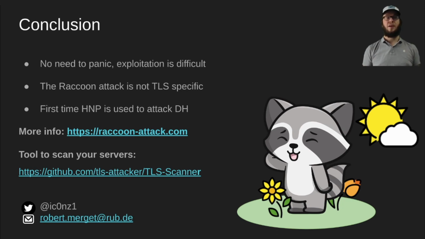To conclude, there is no need to panic. Although the Raccoon attack uses a cool novel technique, exploitation is very, very difficult, and the circumstances for the attack to succeed are not commonly met. However, the attack is not TLS-specific, so we will probably see the same technique applied to other applications in the future. Furthermore, the Raccoon attack is, as far as we know, the first practical, direct application of a hidden number problem as a cryptanalytic tool against finite field Diffie-Hellman in practice. This is mostly because no practical side channel was known on how to get the leading zero bytes.